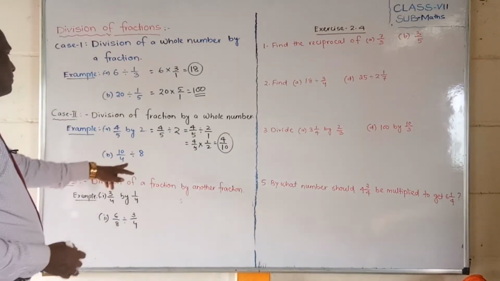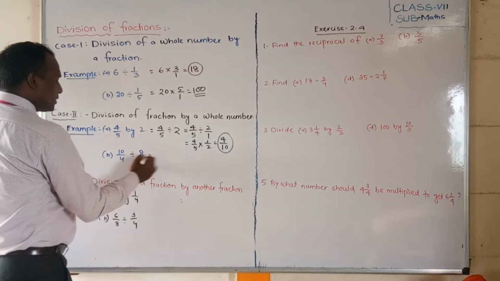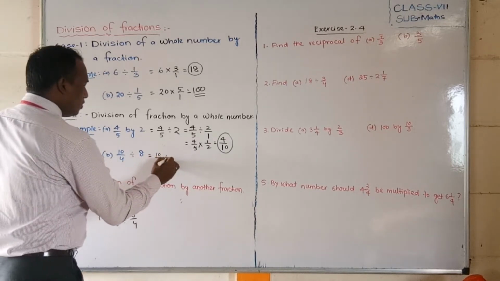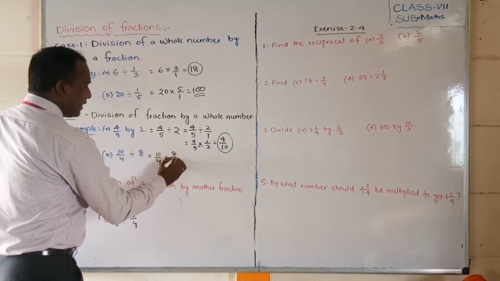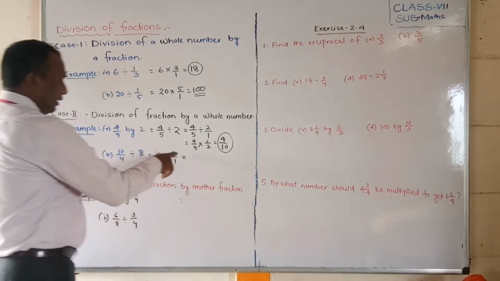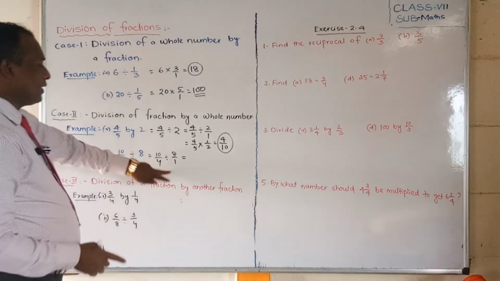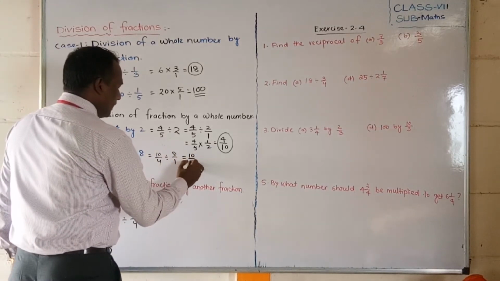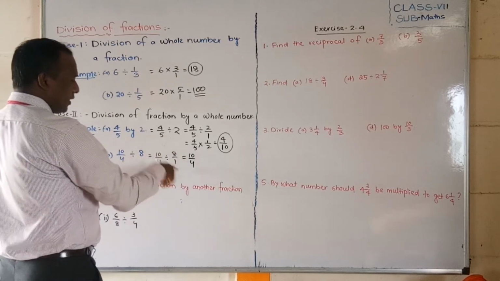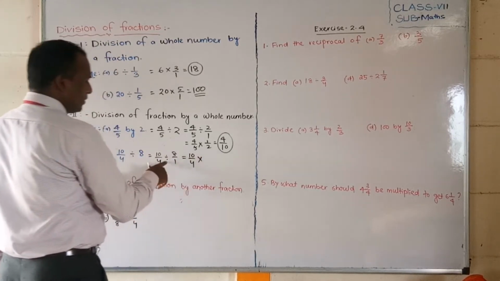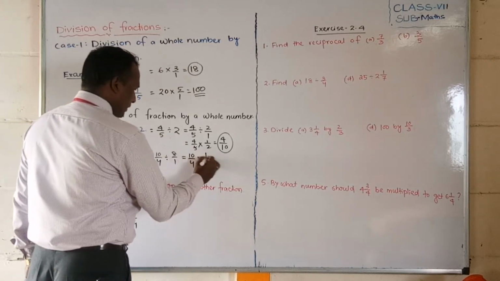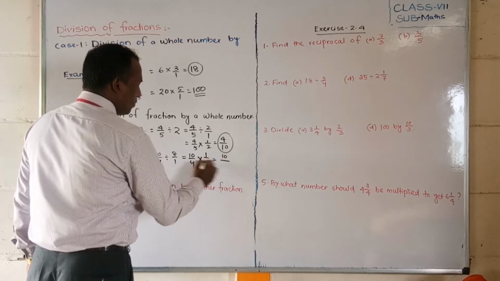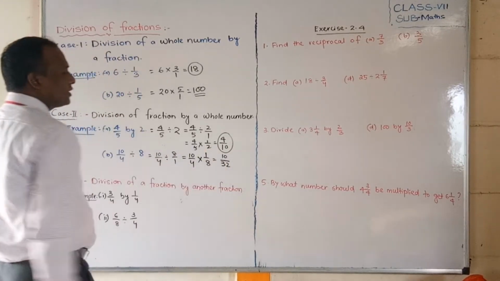Same like that, students, we can do part B. That is 10 by 4 divided by 8, and the denominator is 1, so we can write 8 by 1. The reciprocal is 1 by 8, because the numerator changes to the denominator and the denominator to the numerator. So we write 10 by 4, and whenever we take the reciprocal, you have to multiply. The sign changes from division to multiplication, and we write 1 by 8. Multiply as usual: 10 times 1 is 10, 4 times 8 is 32. If you want, you can make it simplest form also.